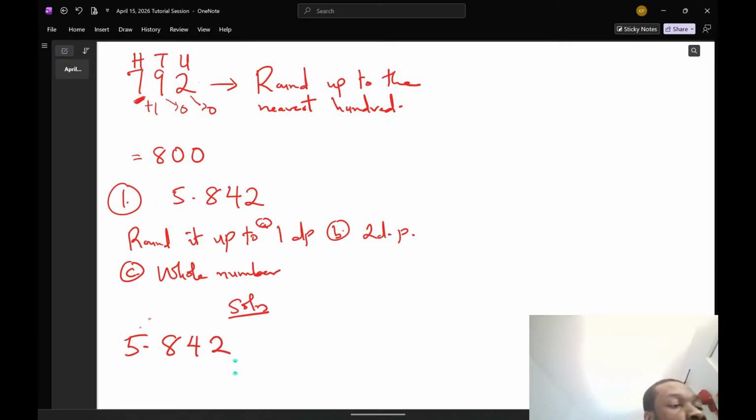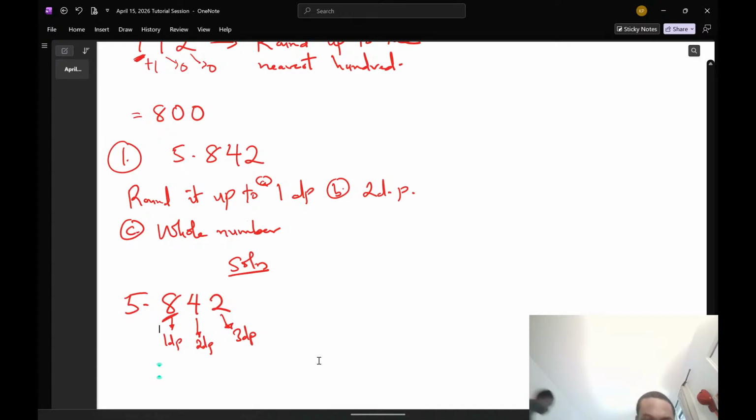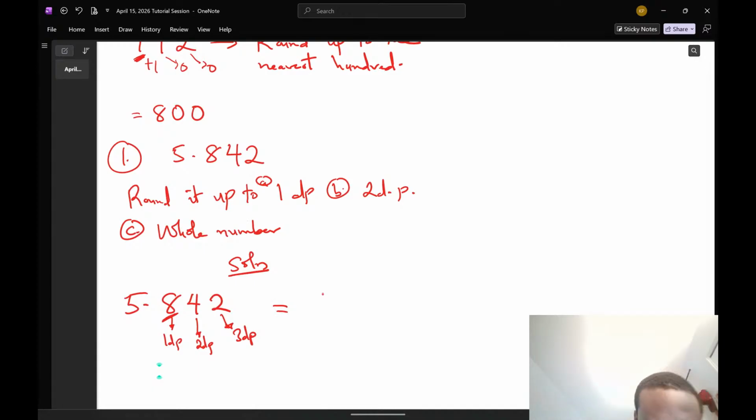The decimal places are the numbers after the point. This is one decimal place, this is two decimal places, this is three decimal places. So this is the number that is in focus, and now this number we are considering. 4 falls in the range of 0 to 4, so we are not going to add anything to 8. The 4 and 2 become negligible. So our answer will be 5.8.